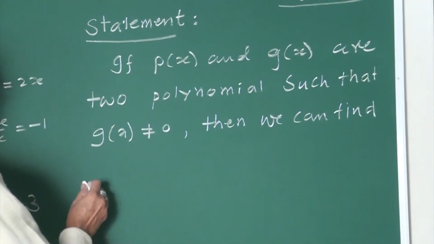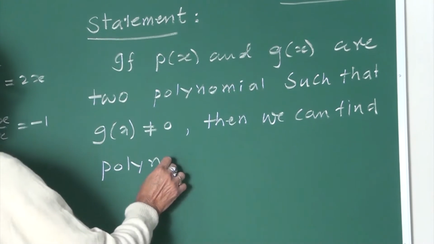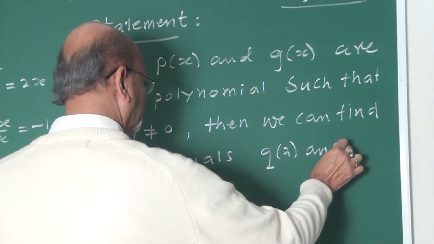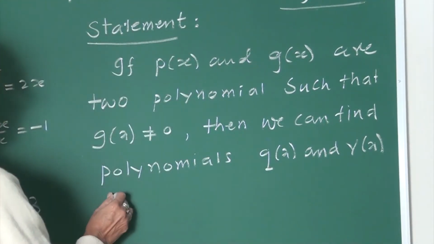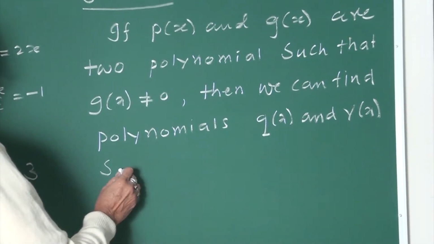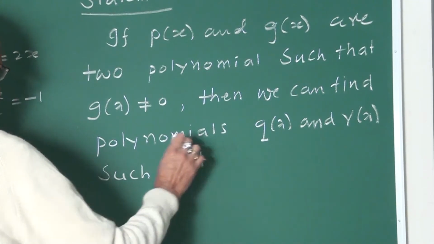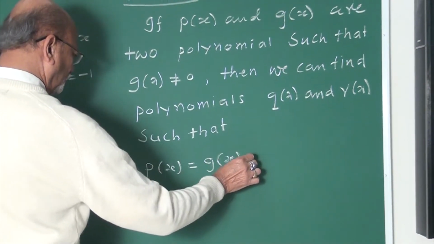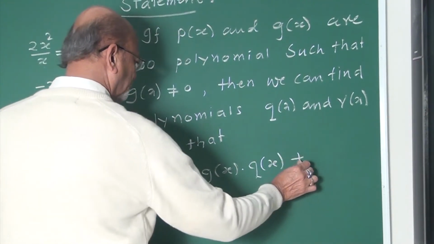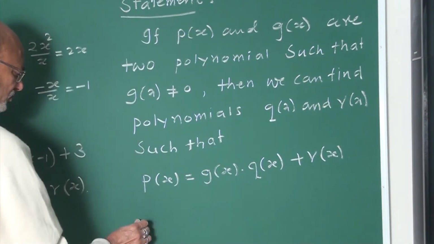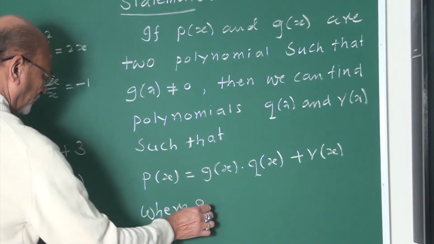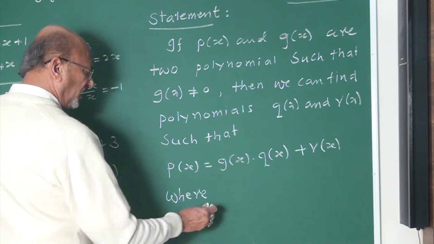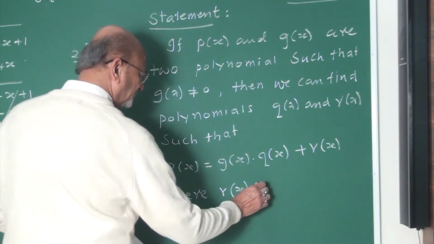We can find another two polynomials, which I denote as q(x) and r(x), such that p(x) equals g(x) into q(x) plus r(x). We must mention about r(x), where q(x) is called the quotient. Otherwise it becomes lengthy. Remember, r(x) is the polynomial known as the remainder.